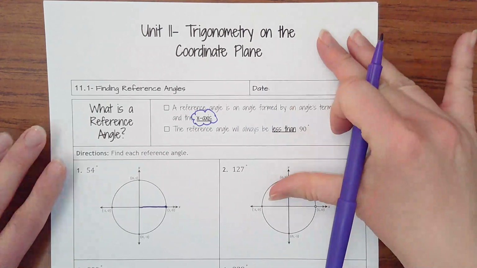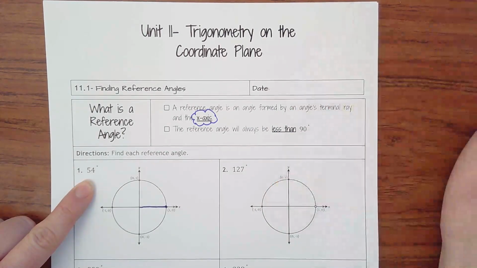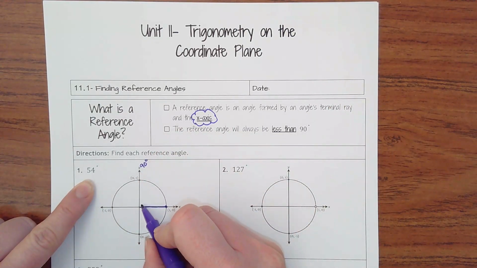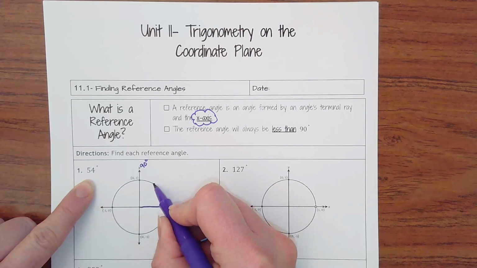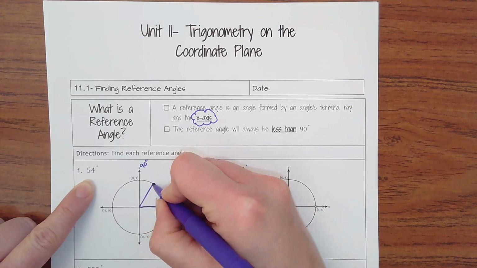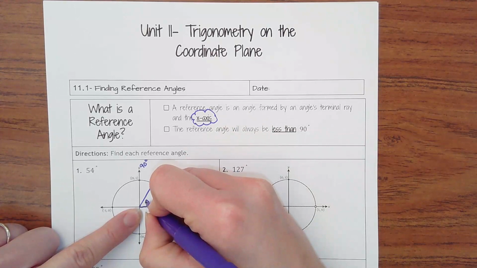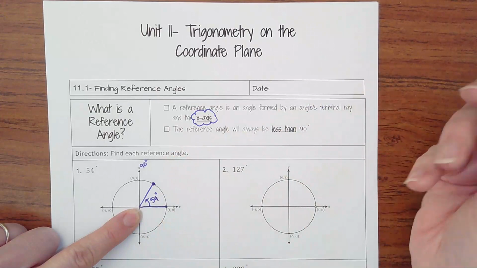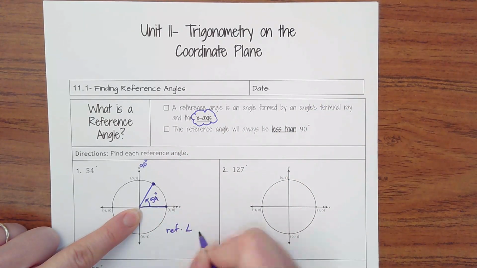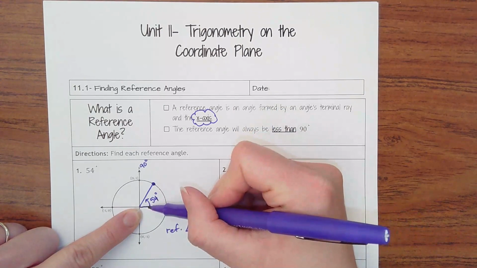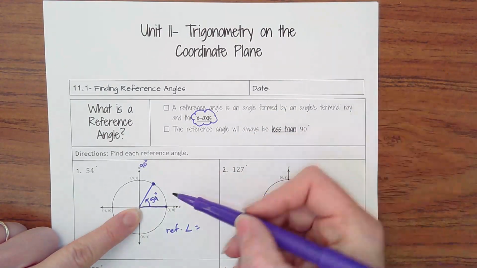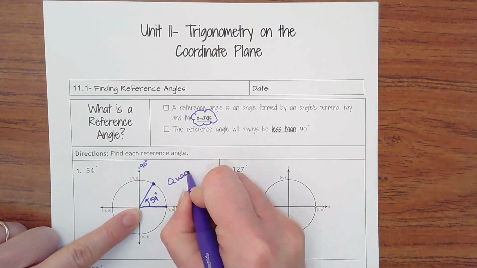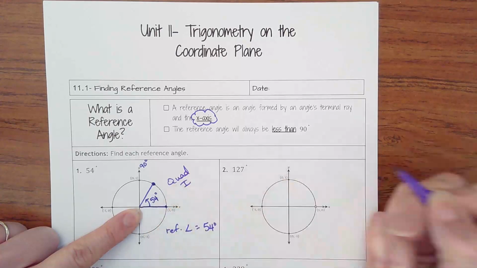So I'll show you. Number one, we have a 54-degree angle. We know that this to here is 90. So 54 is a little more than halfway. So let's just say it's about here. So create your terminal ray here, and I'm opening up 54 degrees. So our reference angle, I'm going to put REF angle, is going to equal the angle formed with the x-axis. Well, this is easy when it's in quadrant 1. It's literally whatever this angle is, because you're already away from the x-axis.